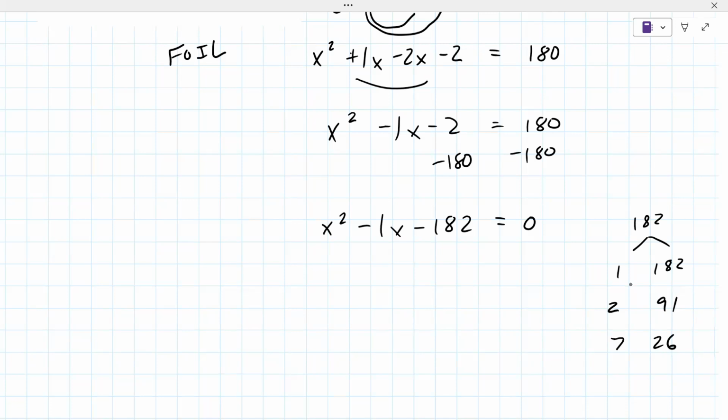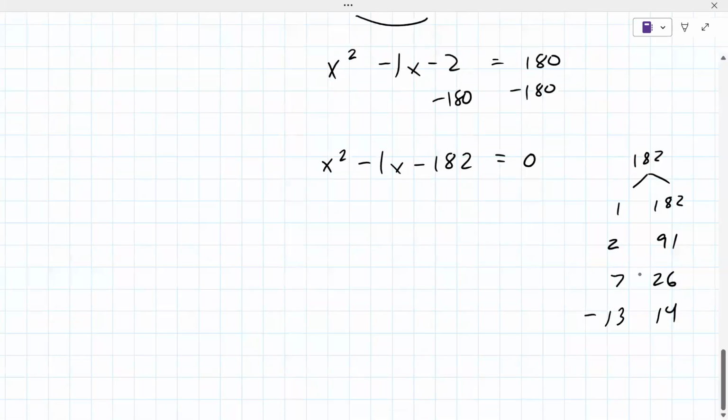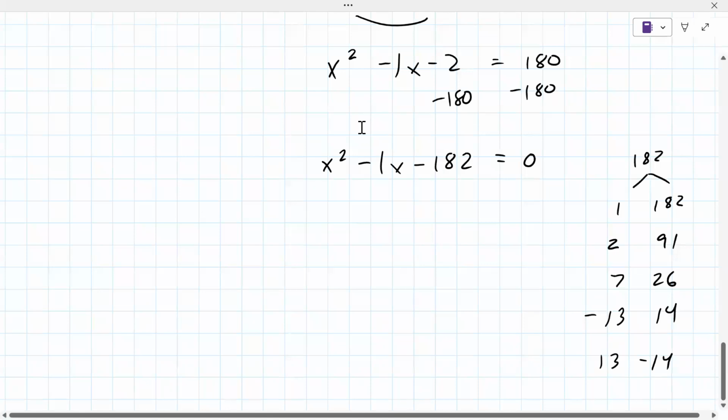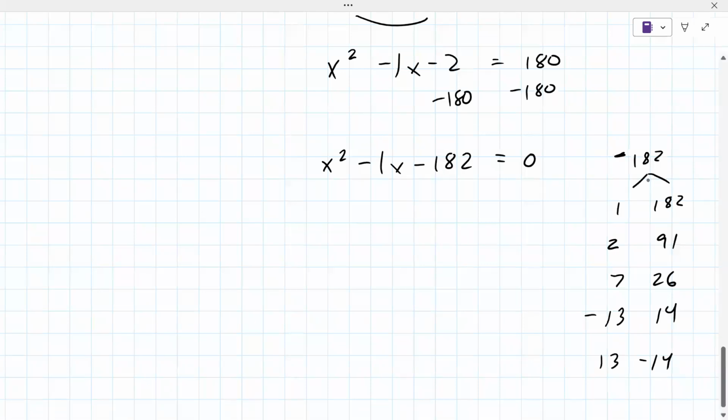And you're only going to want to choose odd numbers now. 13 works. Same thing with 14. 13 and 14 work. So is it negative 13 and positive 14, or 13 and negative 14? They're all positive. To get you to negative 1? We want to actually get to negative 182.